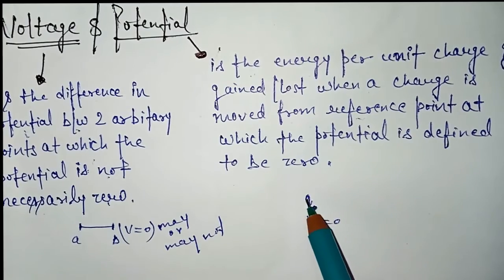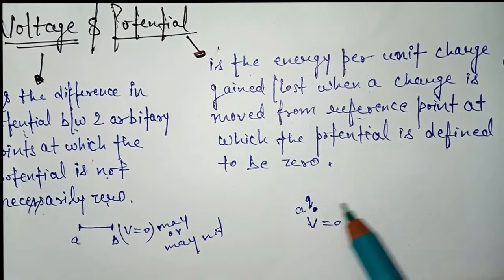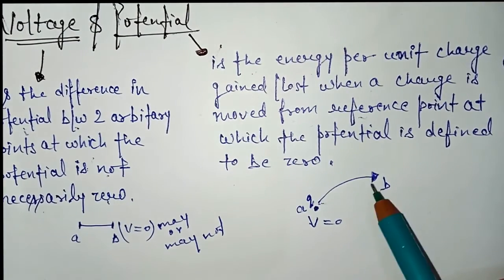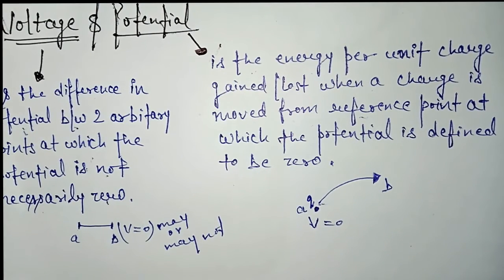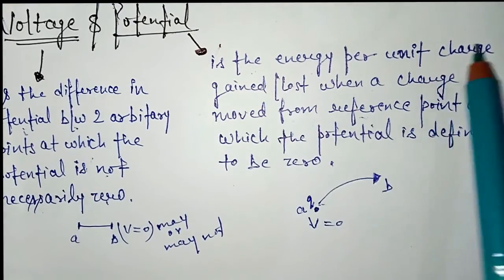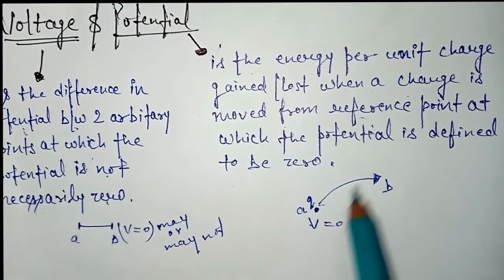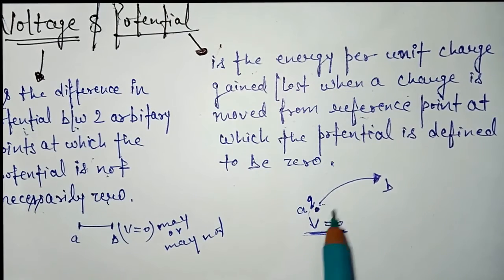Here a charge is placed. I want to take this charge from the point A to point B. Okay. In doing this process, some work, some energy is required. Okay. The energy is known as potential. Voltage is the energy per unit charge gained or lost when a charge is moved from a reference point at which potential is defined to be zero, is known as potential.